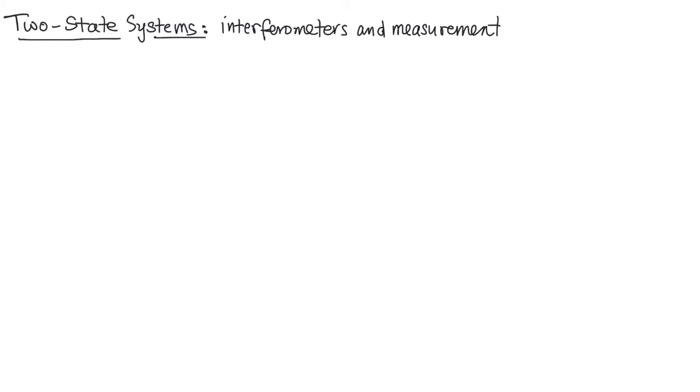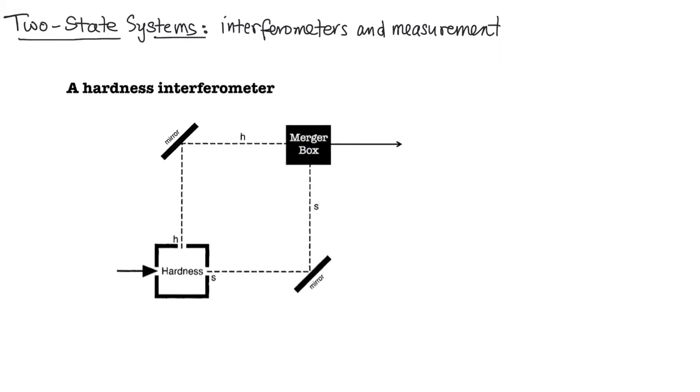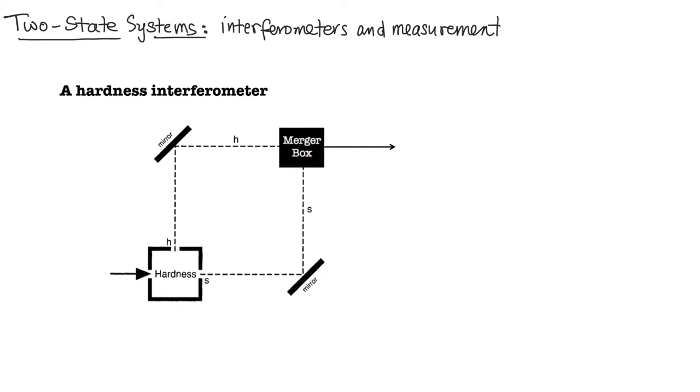So that's interesting. And what we want to focus on today is this idea of an interferometer made out of a hardness or a color box. And we want to really get at what this idea of measurement means. Okay, so we're going to introduce a new tool, a new device. Here we'll call it the hardness interferometer.